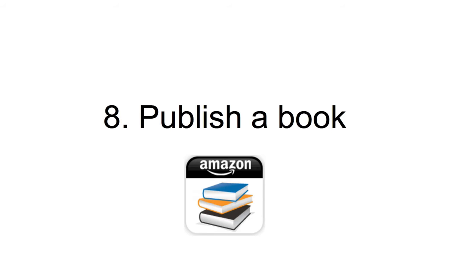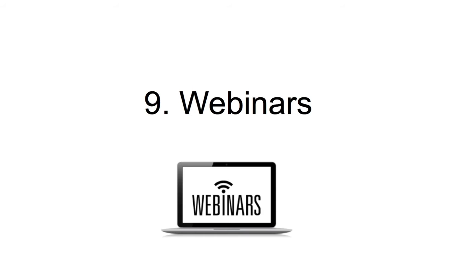Number 8, publish a book. This could be either a hardcover book or a Kindle book. It will establish yourself as an authority in the field, and you'll gain that instant credibility once you have a book out there. Your book doesn't need to be a #1 bestseller. All you need to do is just publish it, and you're already considered an author. Number 9, do webinars.